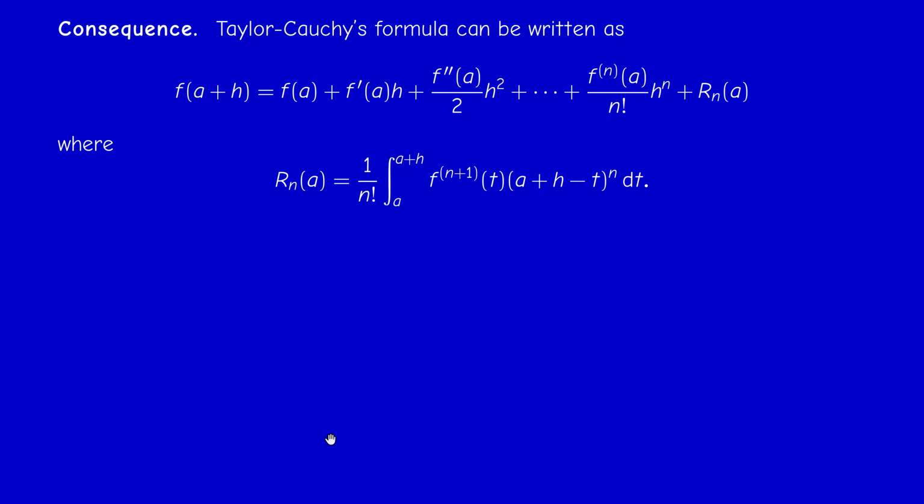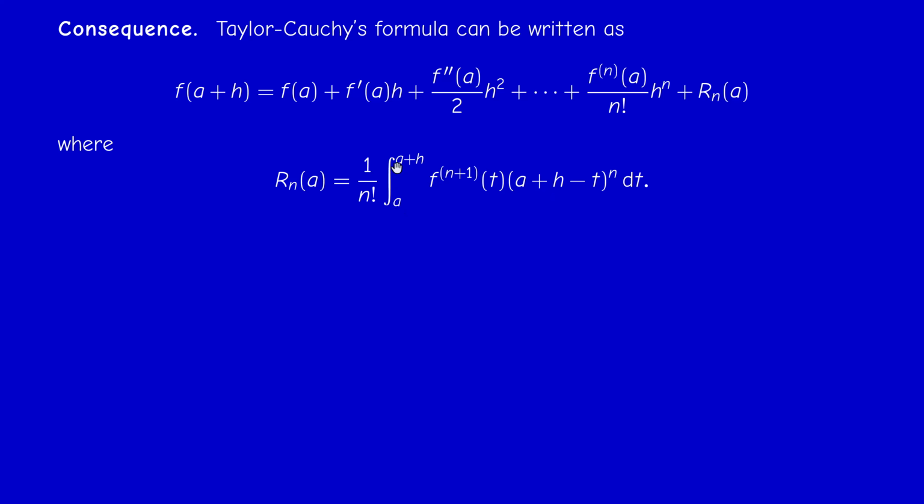Okay. Now, consequence. We can also write Taylor-Cauchy or Taylor integral remainder in this way. So just put instead of x, a plus h. Okay, so h is the difference between x and a. So instead of x minus a, I have h. And now this is the Taylor polynomial as a function of h, which is the difference, plus a remainder. And there's a formula for this, the integral formula for the remainder, and I just replaced x by a plus h.